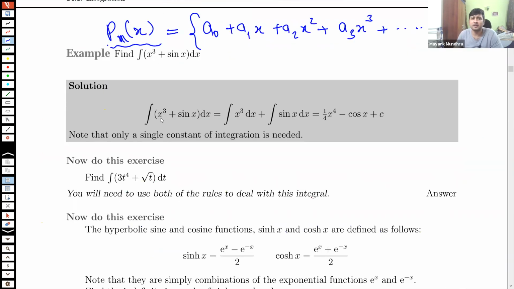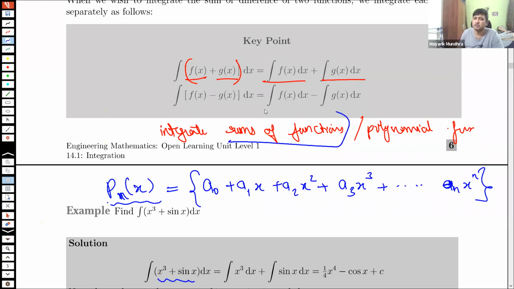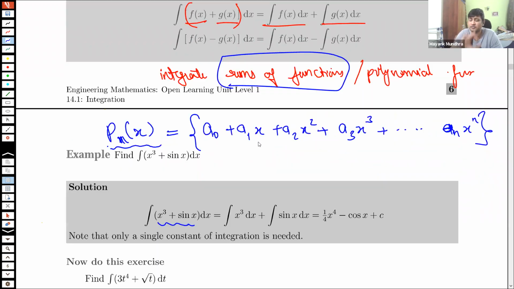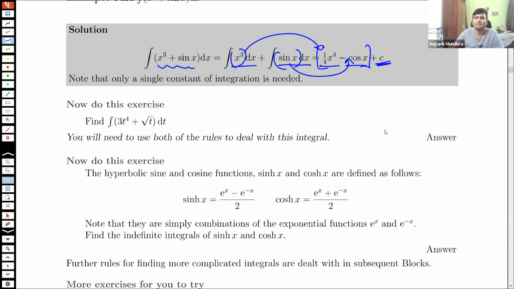So when you have this function x cube plus sin x, I'm not saying that we use it only for polynomials. We can use it for any sums of functions. Whenever you see a sum of two different types of functions, you can use this property. So integration of x cube plus sin x is integration of x cube plus integration of sin x. Individually, we know integration of sin x is minus of cos x. I'll not keep adding c1, c2 here. In the final step, I'll just add one constant c.